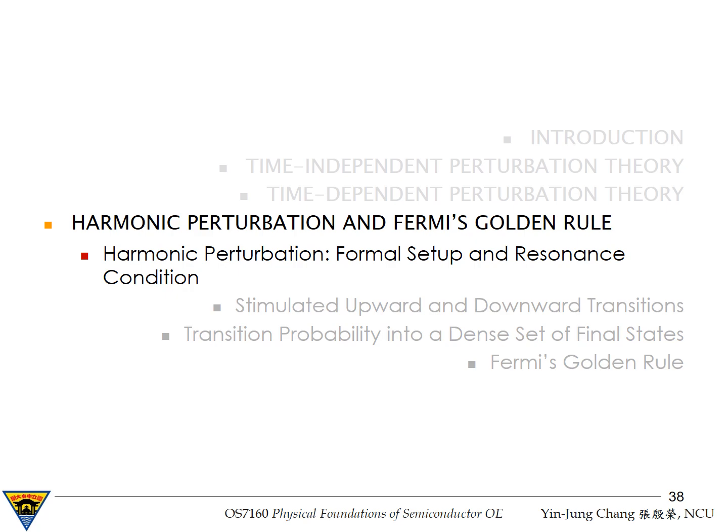So the overall logic of this section is very clear. First, harmonic driving, then resonance, then transitions to individual and clustered final states, and finally, the transition rate formula known as Fermi's golden rule.